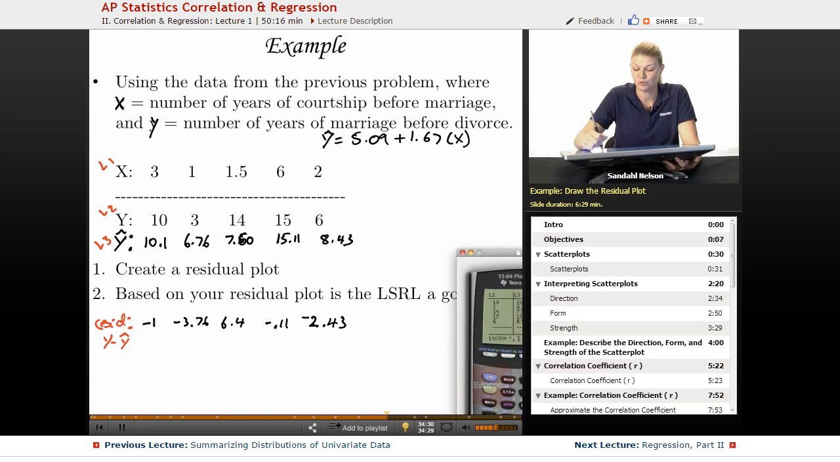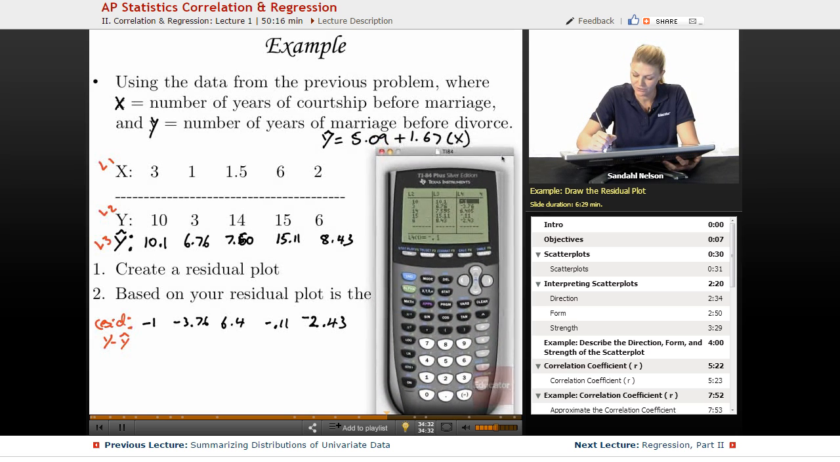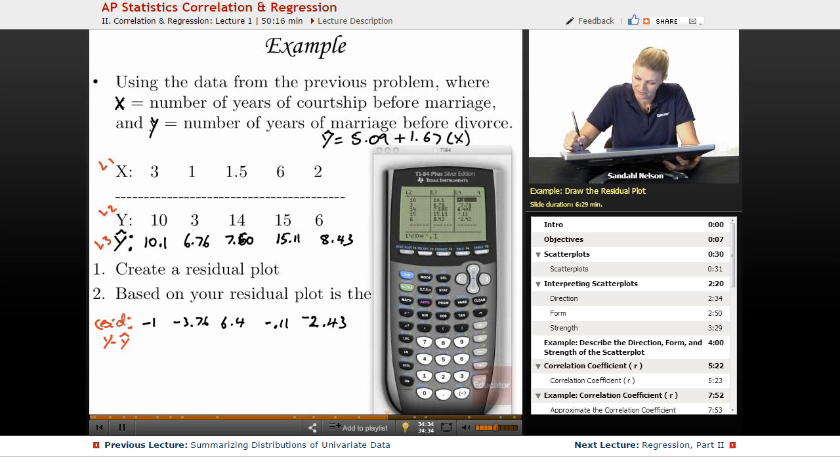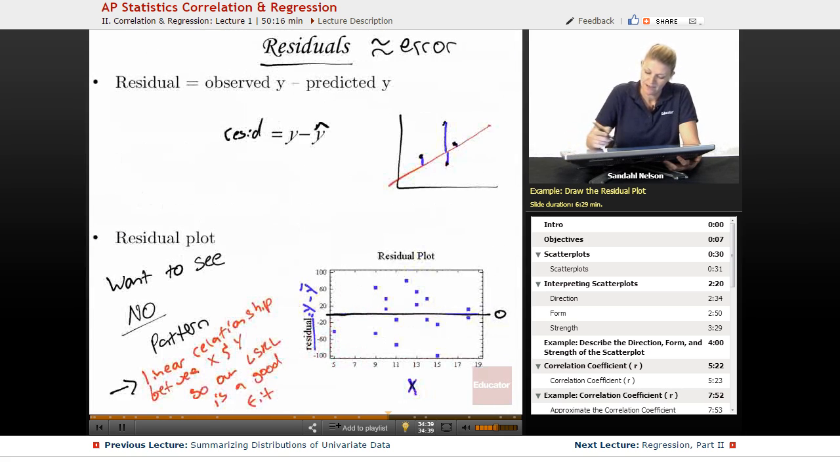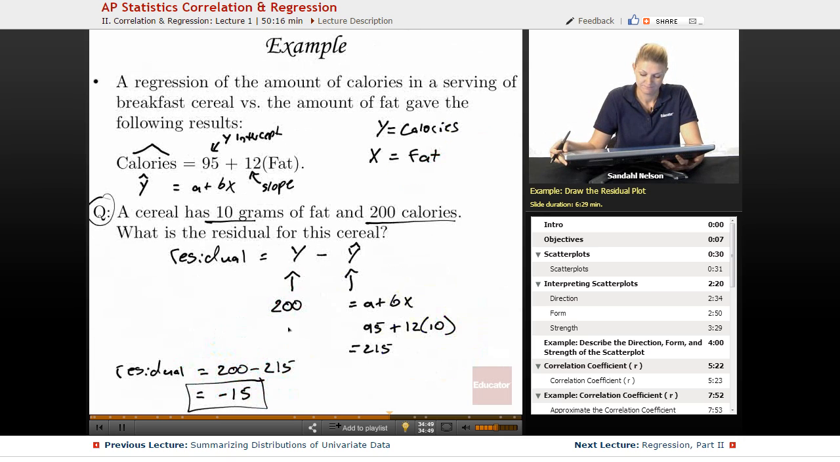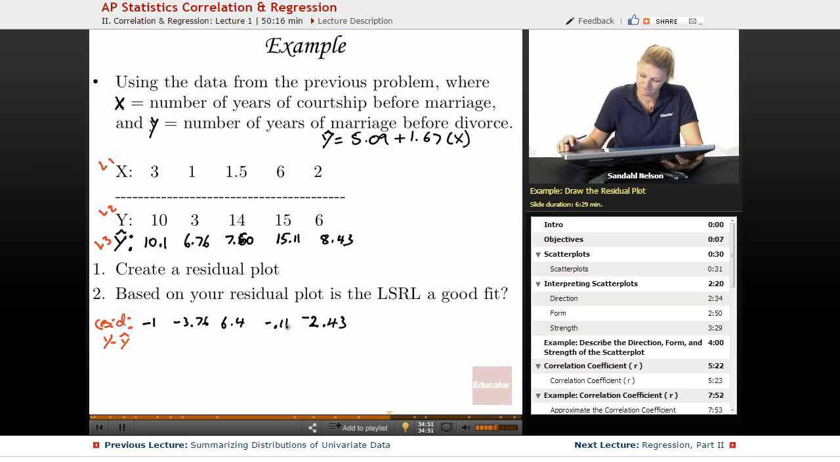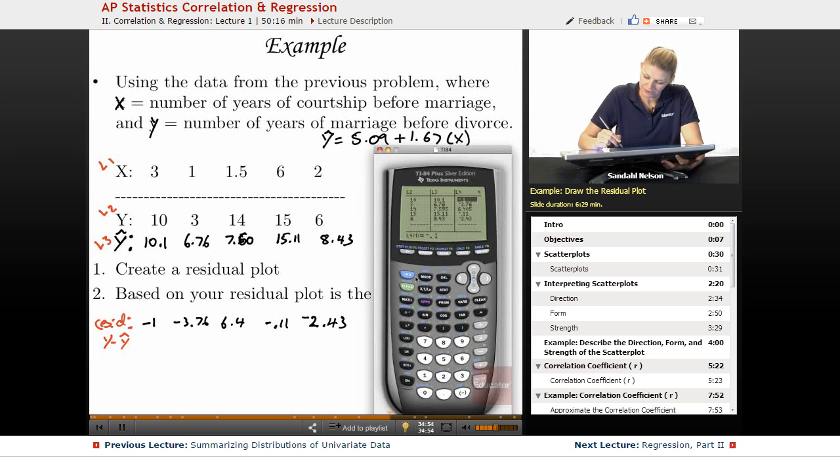Now we're going to make a residual plot. So if you look back at my example of what a residual plot is, you see that it's just a scatter plot of x's and y's. So we just have to be able to create a scatter plot. We're going to go to stat plot, second, stat plot. We're going to make sure we turn it on. And then this very first picture is a scatter plot.